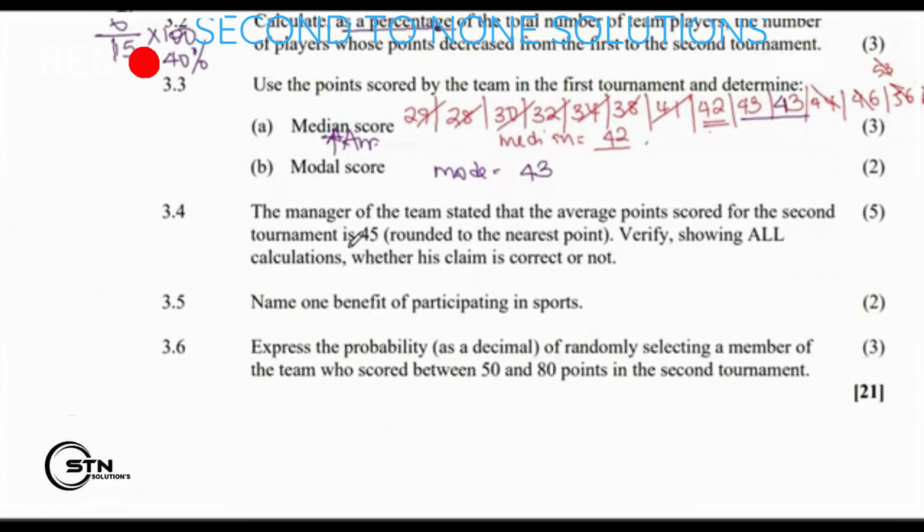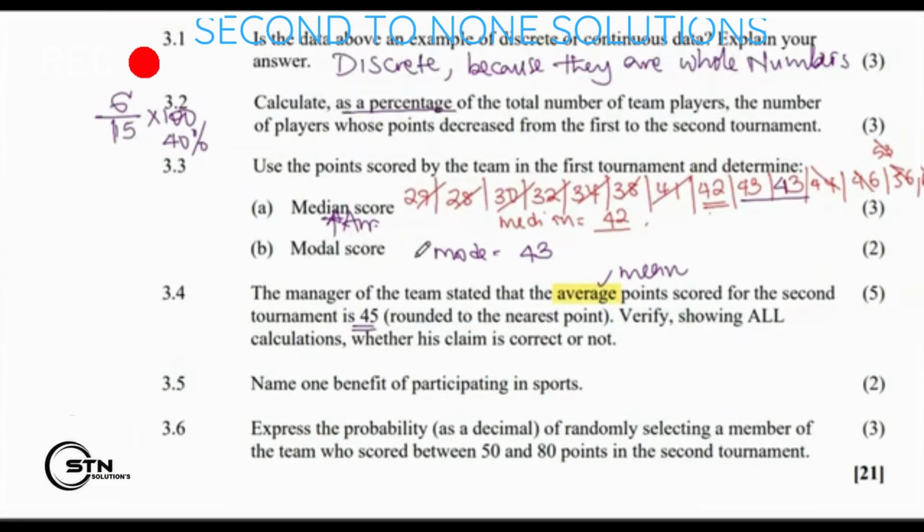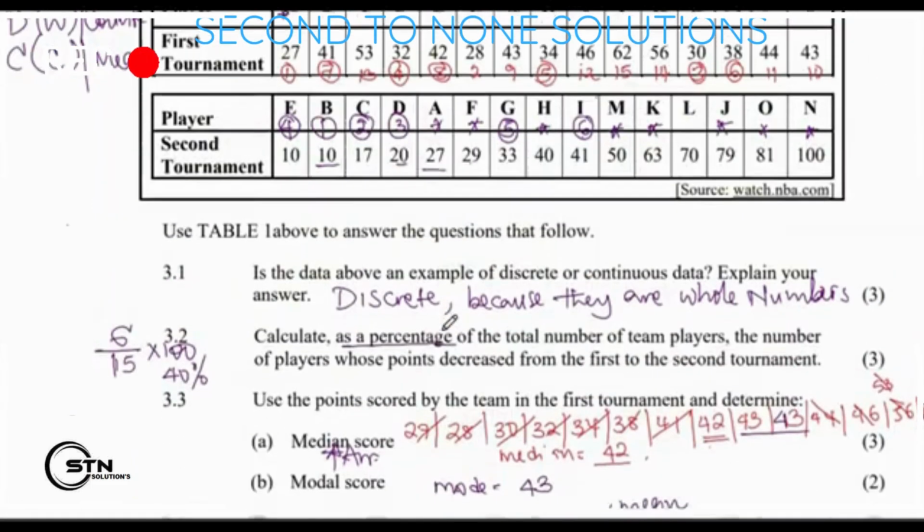3.4. The manager of the team said that the average points scored for the second tournament is 45, rounded to the nearest point. Verify, showing all calculations. Now, what has to come in your head is what's meant by average. Now we know very well average. This simply means the same as mean. So ask yourself, if the mean is 45, how did they get the mean? That simply means they added all the numbers and divided by their total number.